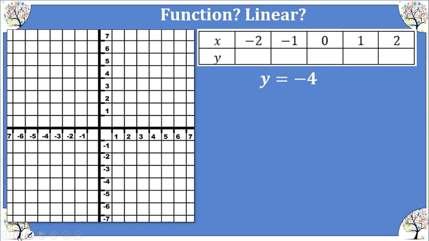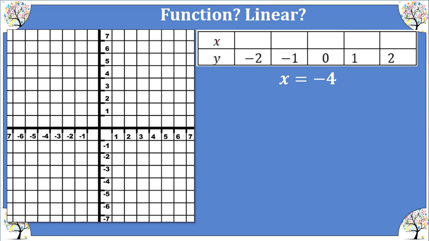Okay, so that is how we do it using a function table. Now, I do want to go over this. So it says my y equals negative 4. So no matter what x is, the y values are negative 4, because that's what the equation says. So I'm going to plot these: negative 2, negative 4; negative 1, negative 4; 0, comma, negative 4; 1, comma, negative 4; and 2, comma, negative 4. So we can see this is that horizontal line, not very horizontal with my drawing, but you get the point. This is a function, and it is linear.